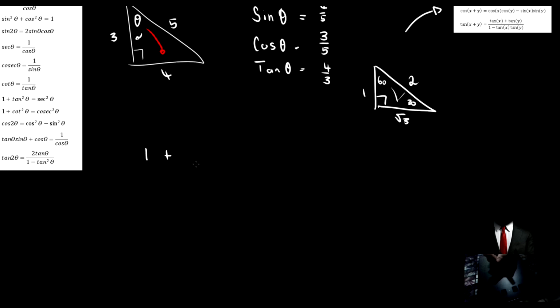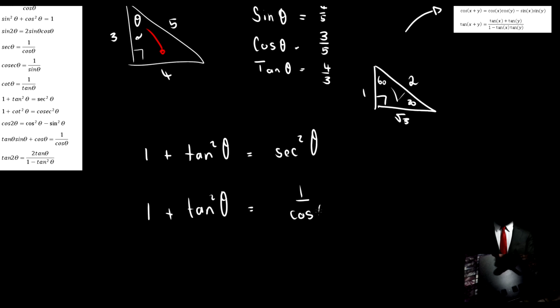We have 1 plus tan squared of theta should be equal to secant squared theta. Let's rewrite secant squared as 1 over cosine squared, but for the video I will rewrite it as 1 over cosine. Okay, so let's substitute what we have.